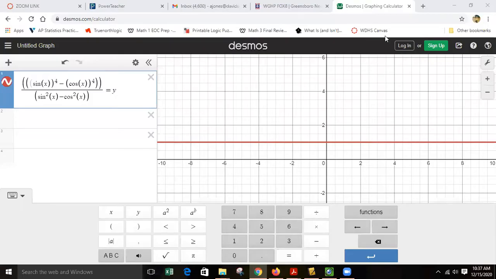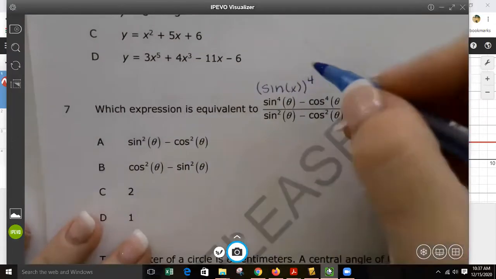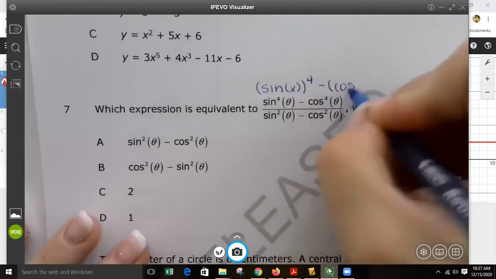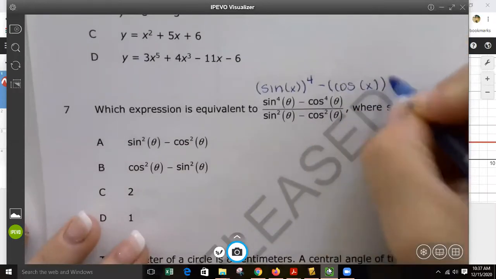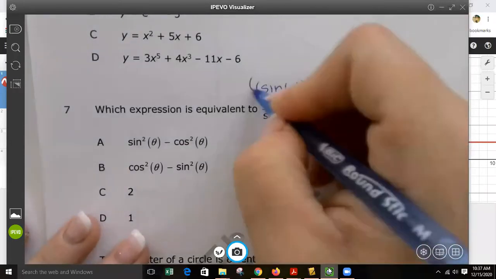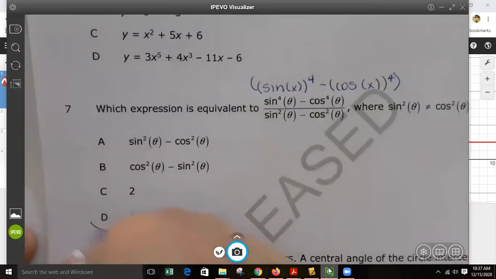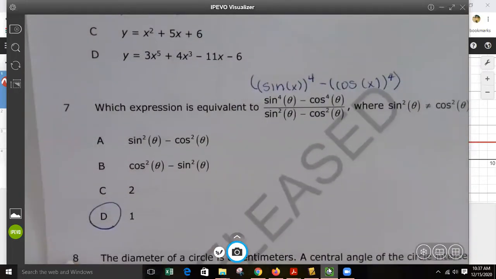How to put it in there, but we figured it out. So when you put it into Desmos, again, cosine x to the fourth, like that. It's the same thing, and then it graphs at 1. So just be aware.